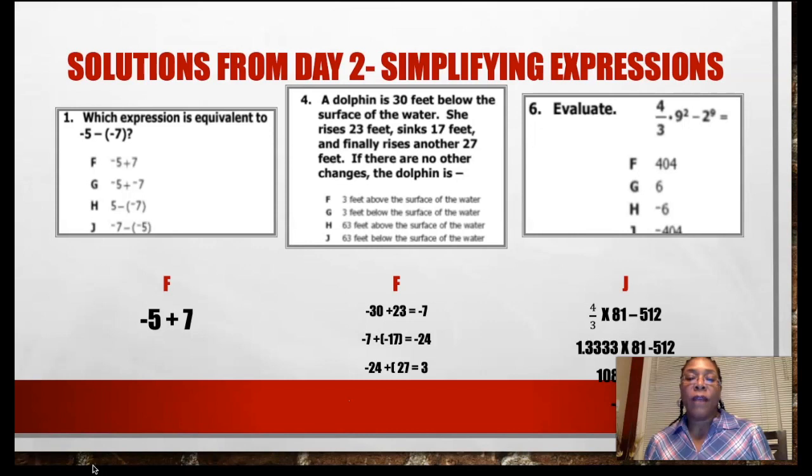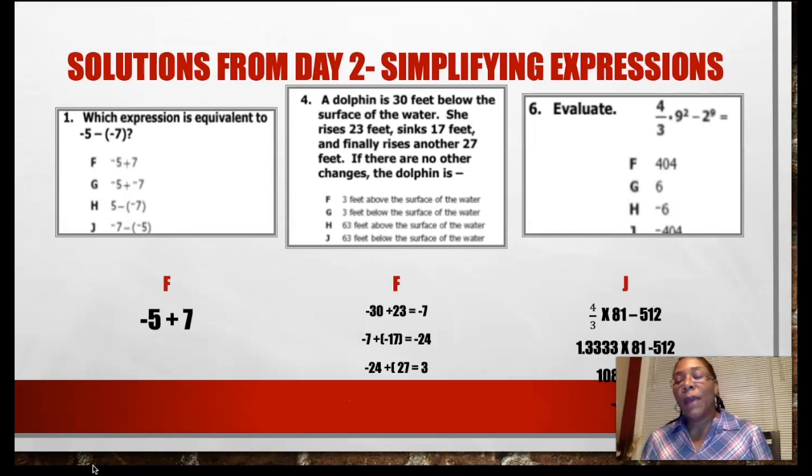And then it says it rises another 27, which represents a positive 27. So negative 24 plus 27 is equal to 3. So the dolphin will end up being 3 feet above the surface of the water. So great job if you got that one.